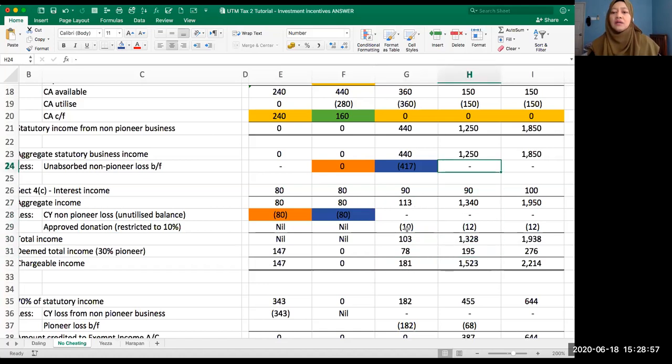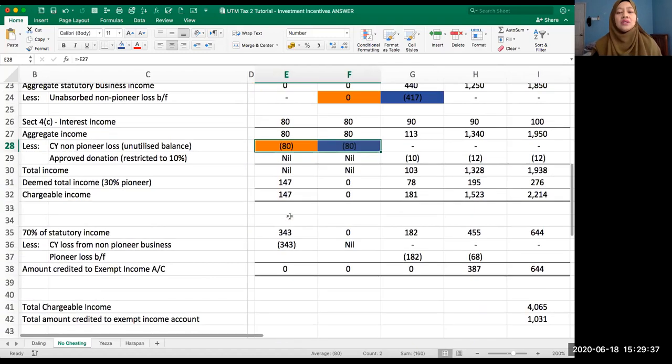Next is your fourth year, you have 1250 from your non-pioneer. There's no more losses, everything has been utilized. All right, and then plus 90 interest income, then 1340, there's no more losses, adjusted loss from the current year, then minus your donation. So for the fourth year also you continue. So the tricky part here is the losses kat sini lah, the losses here as well as the current year losses. So that's the challenge of this question lah. All right, you should know how to make use of the losses and how to set off against your income.